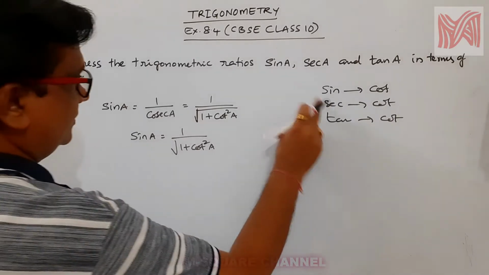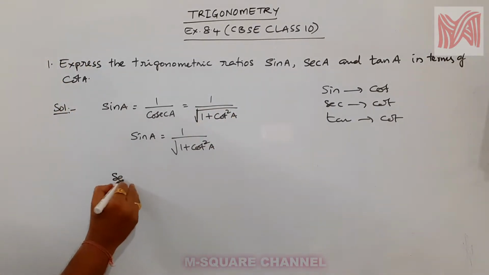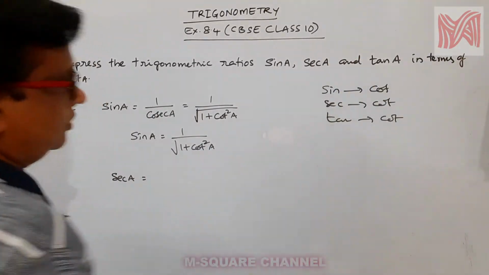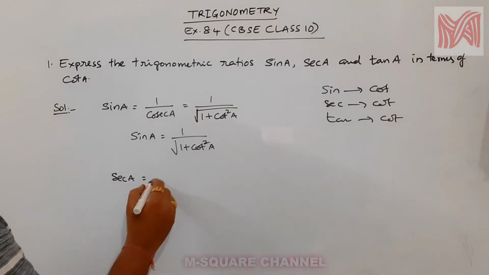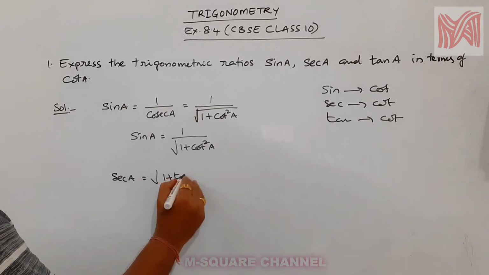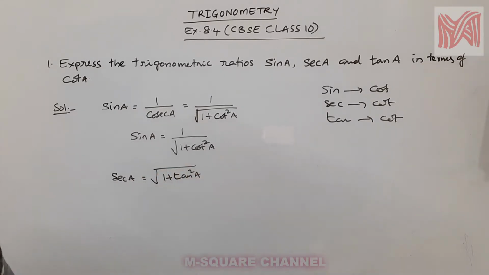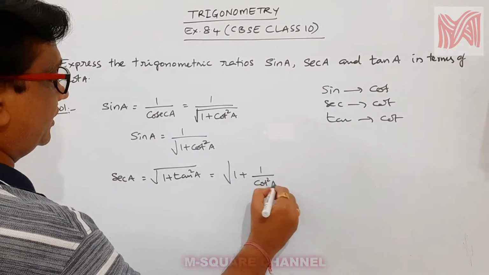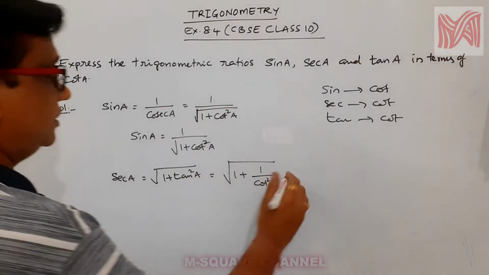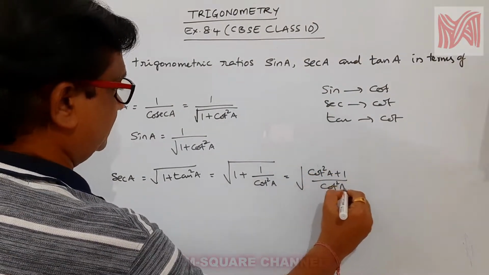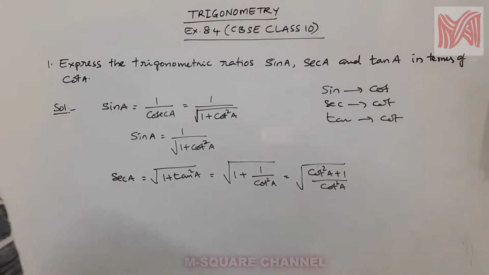Same here, secant is there. Secant A, so we are going to travel like this: secant to tan, tan to cot. Secant A equal to root of 1 plus tan square A. Tan A means 1 by cot A, that is, tan square A means 1 by cot square A. So root of 1 plus 1 by cot square A.